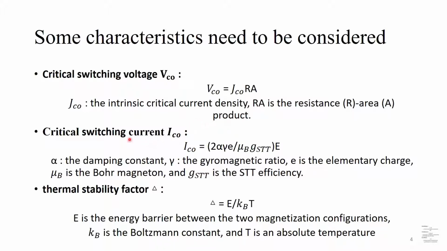Then, the second one is the critical switching current and the thermal stability factor. They determine the writing and the retention performance. The critical current is directly linked to the write power consumption, and for high-density memory applications capable of 10 years retention, the thermal stability factor is required to be 80 or higher at room temperature.